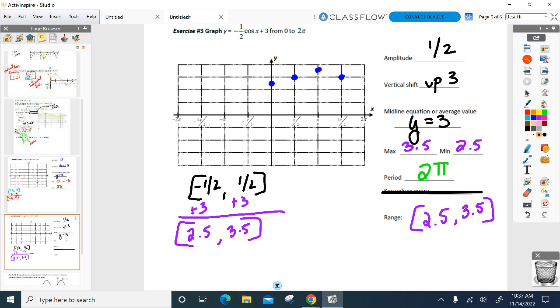Cosine usually ends at the max. Negative says to flip it. So this one's going to end at the minimum, 2.5. And there we go.